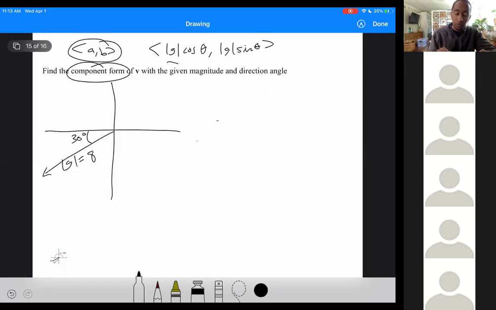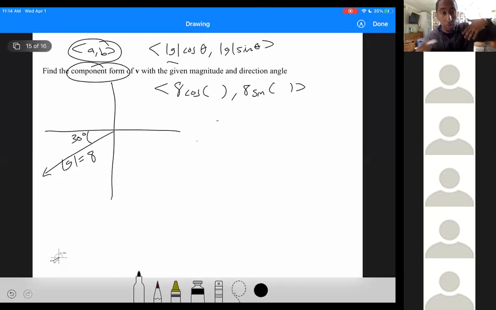So the magnitude we have is 8, right? Let me not write the absolute value, just 8 times cosine of the angle. We're going to come back to the angle in a second. And then 8 times sine of the angle. So really all you need to do is just use that formula and plug in.